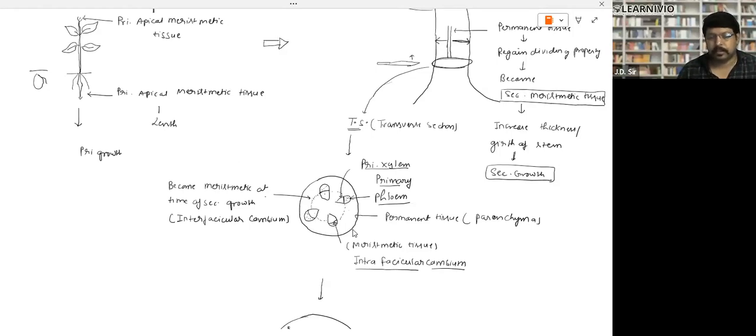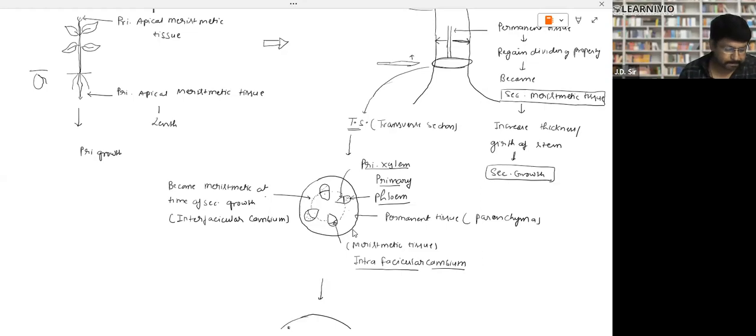Next point. Can you repeat the first point again? Primary growth produces growth in length of stem, root, and branches. Full stop.